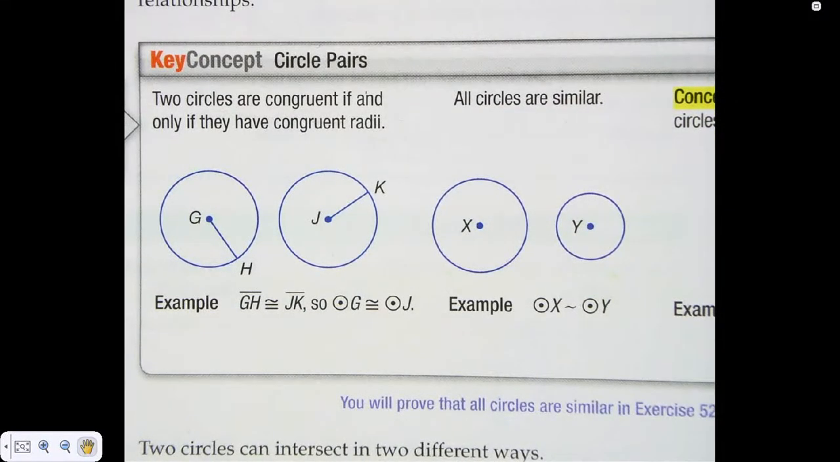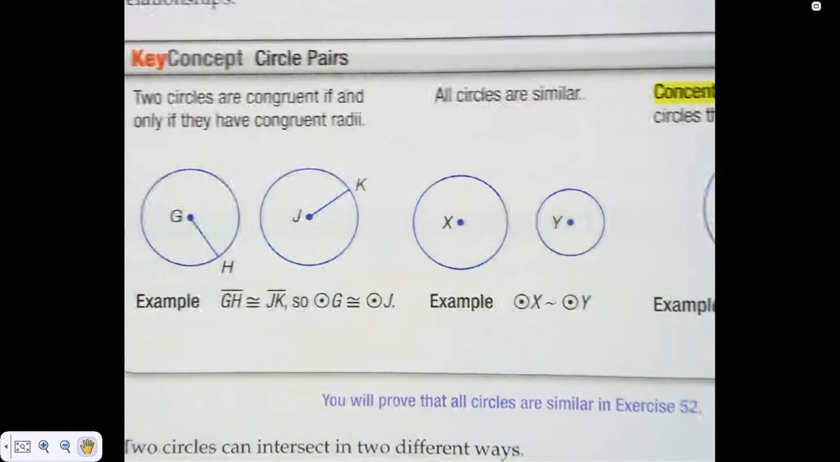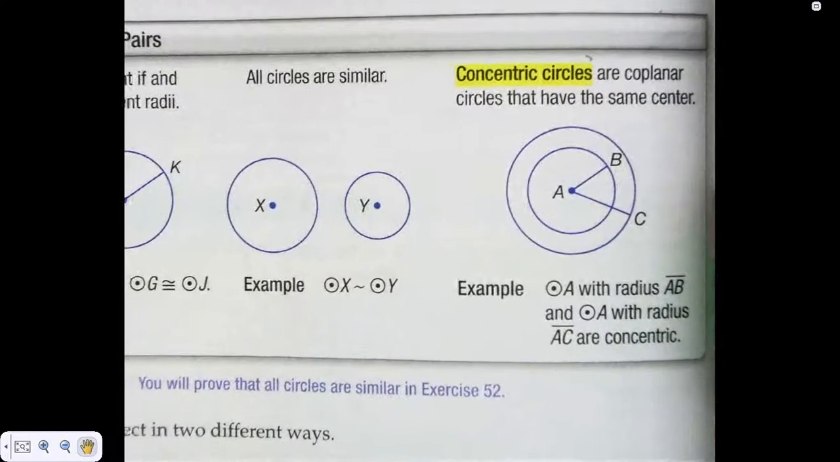Oh, I should have put two eyes on my spelling earlier. That is the plural for radius, in case you were wondering. So if two circles have the same radius, then what? They're congruent. All circles are similar.